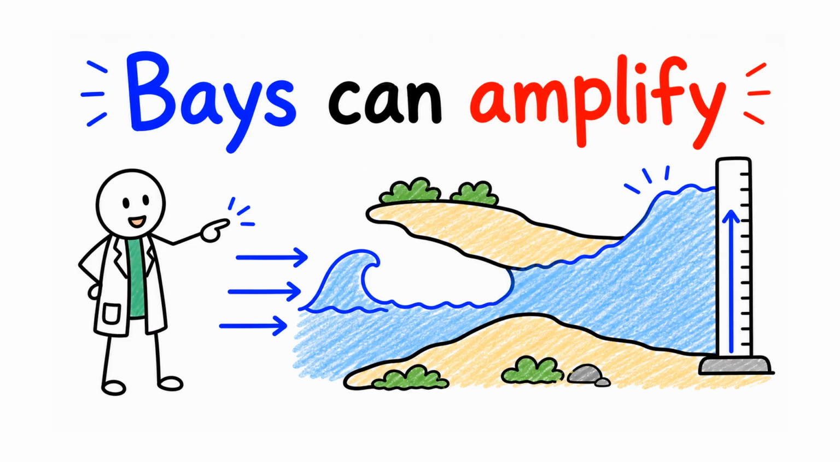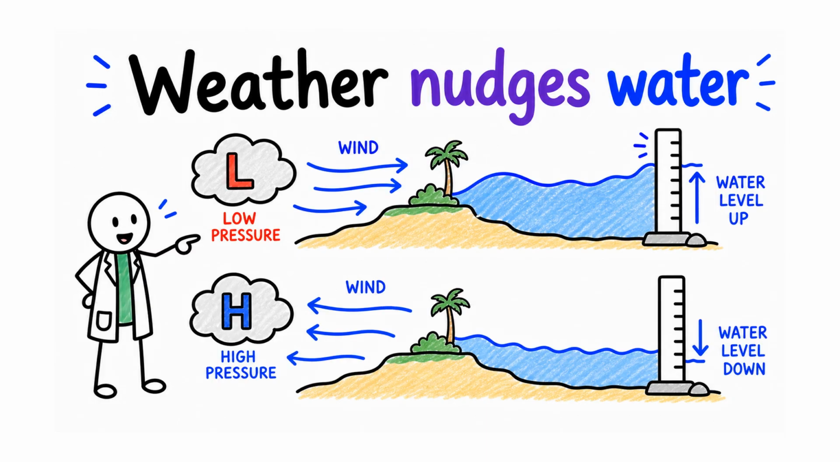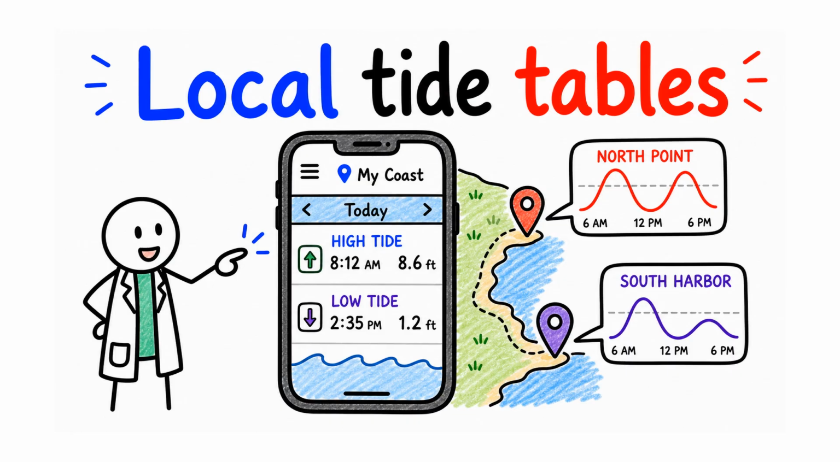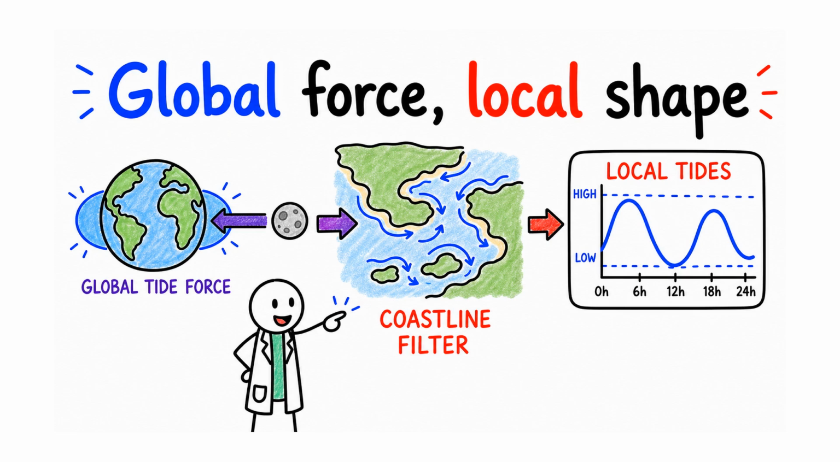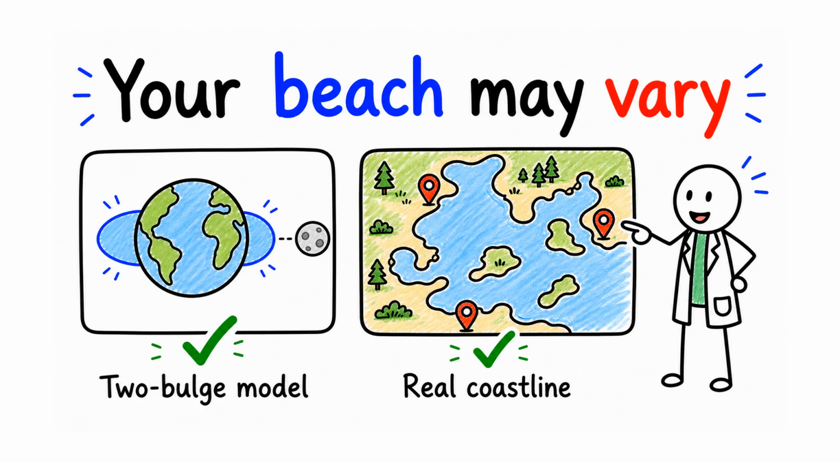A narrow bay can amplify the rise and fall. Shallow water can slow the tide wave down. Wind and air pressure can push water higher or lower than the tide prediction. That is why a tide app can be accurate for one harbor and much less useful for the next coastline over. Tides are global physics filtered through local geography. The simple model explains the engine. The coastline explains why your beach may not look like the textbook drawing.